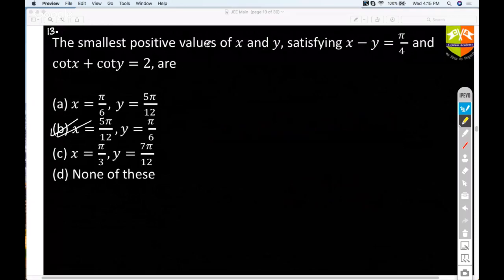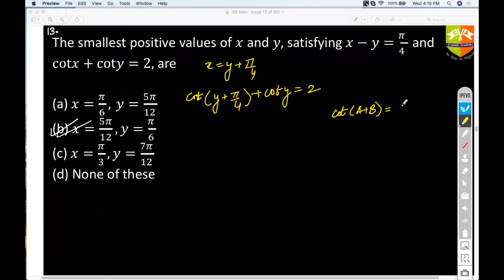So basically, if you know x is equal to y plus pi by 4, you can place it over here. So that becomes cot of (y plus pi by 4) plus cot y is equal to 2. Now we all know the formula for cot(A+B). Correct? That's the reciprocal of tan(A+B). So we all know that it's going to be (tan A plus tan B) by (1 minus tan A tan B).